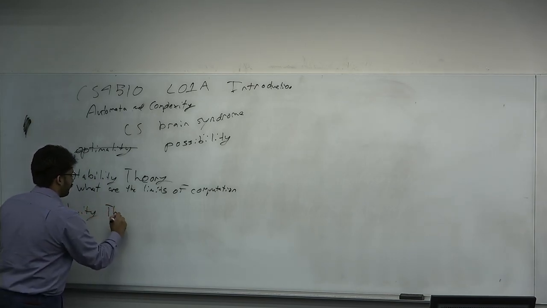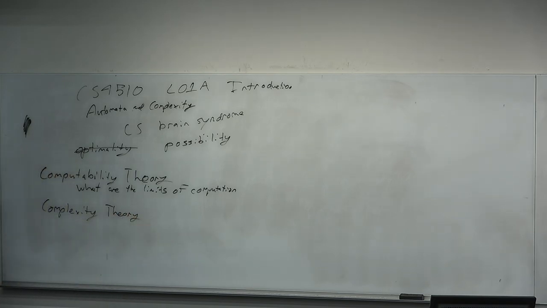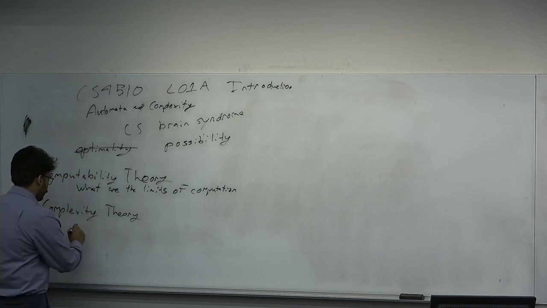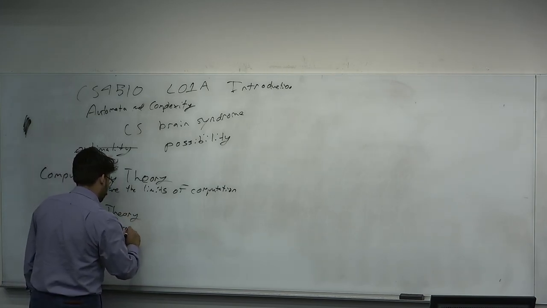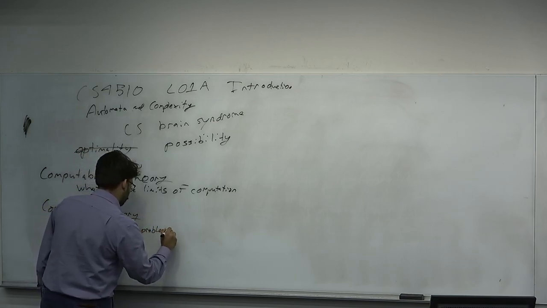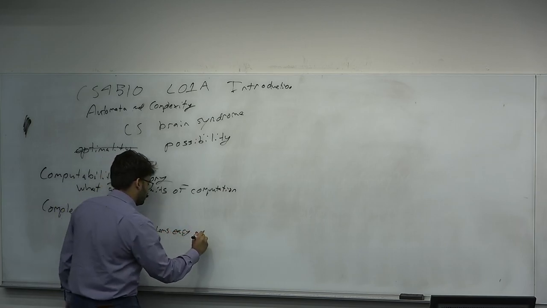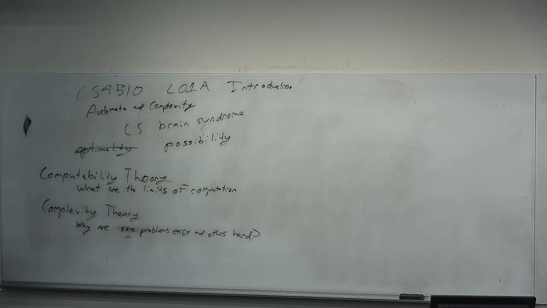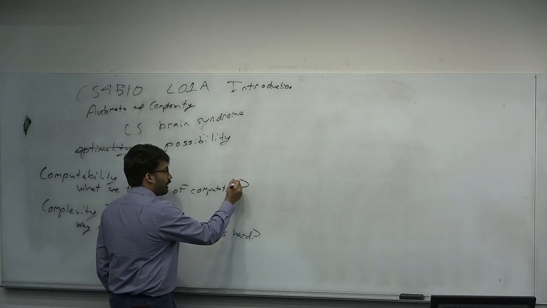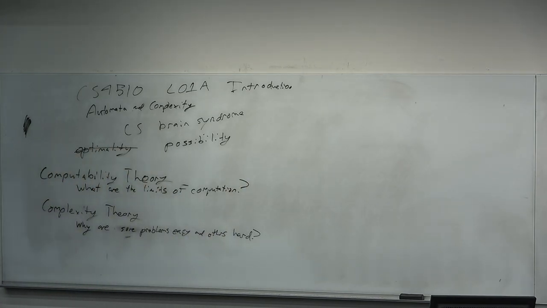Complexity theory is sort of a resource-bounded version, basically, of computability theory. If computability theory asks what's possible at all, complexity theory asks what's possible within a certain set of resources. What makes some problems easy and others hard. These are the two questions that we'll ask in the class, and it's going to take us the whole semester to answer those two questions.